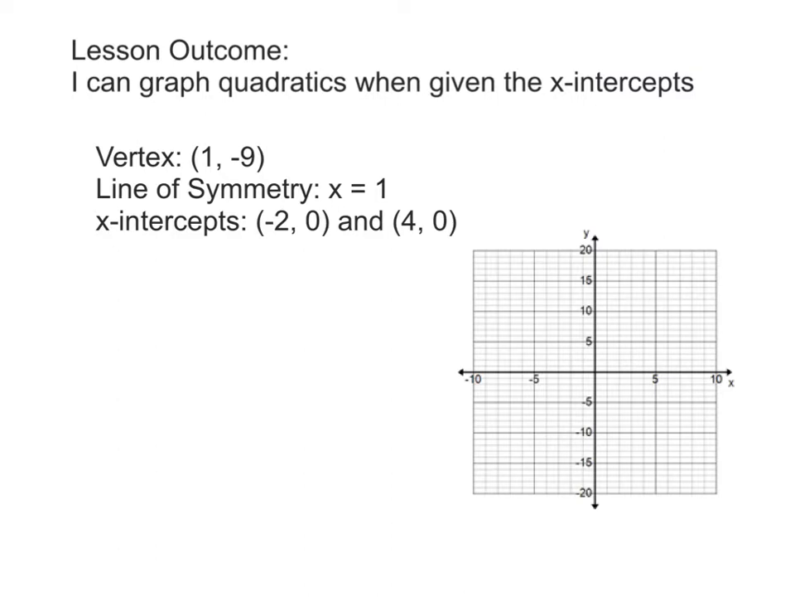Alright, so let's start by going through and plotting our x-intercepts. (-2, 0), so -2 on the x-axis and 0 on the y-axis will give us this point right here. And then (4, 0) is this point right here. So those are where my two x-intercepts are.